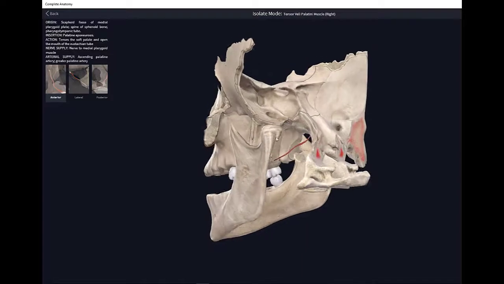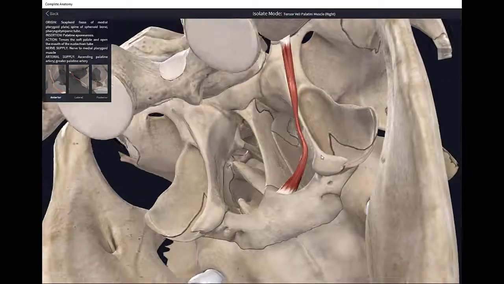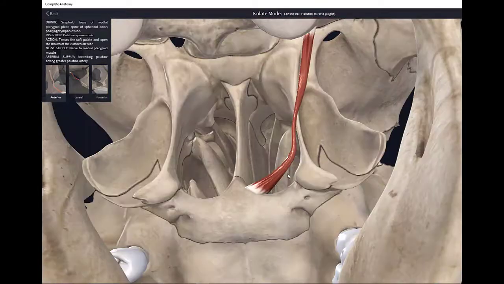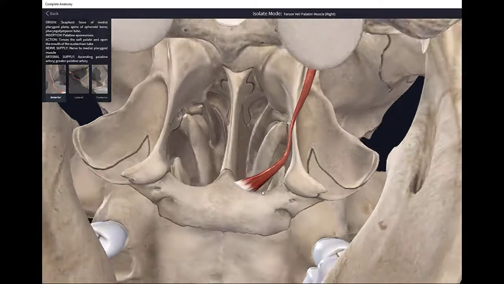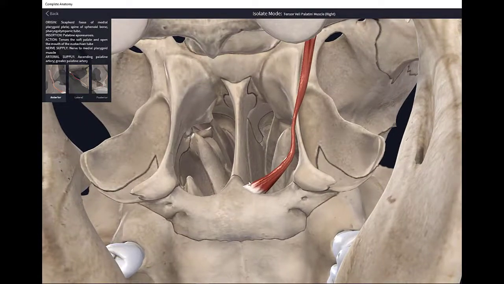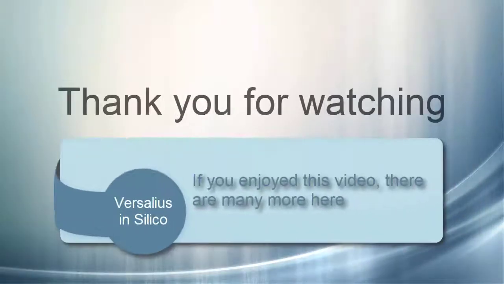Let's zoom in. It actually has a triangular belly that passes inferiorly, and the tendon formed at its apex hooks around the pterygoid hamulus, which is a little bony protrusion of the medial pterygoid plate, before it then spreads out down here as the Palatine Aponeurosis. And that's pretty cool. It's actually quite shiny when you dissect this out in lab.